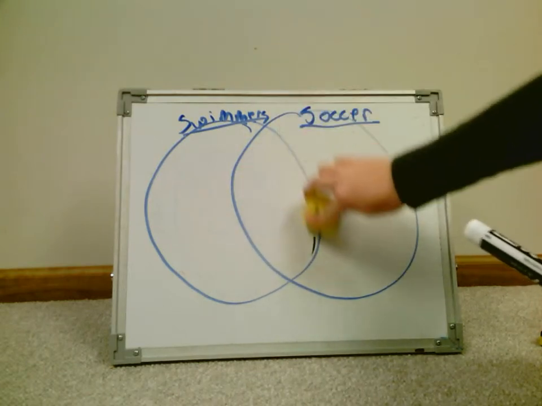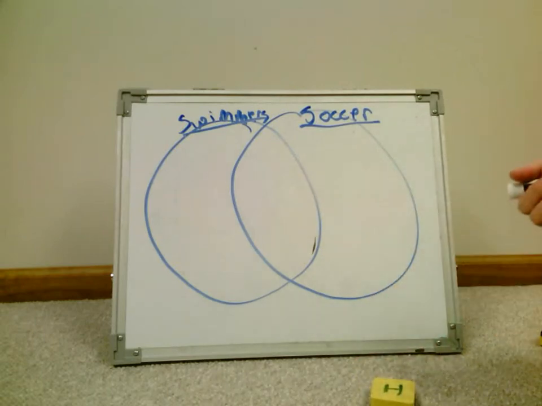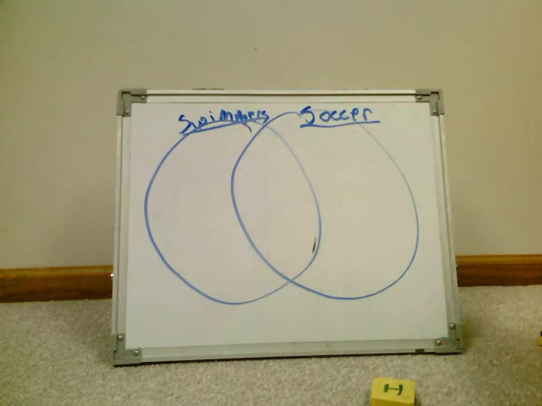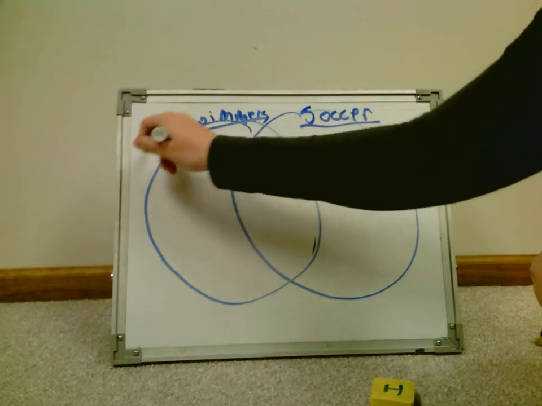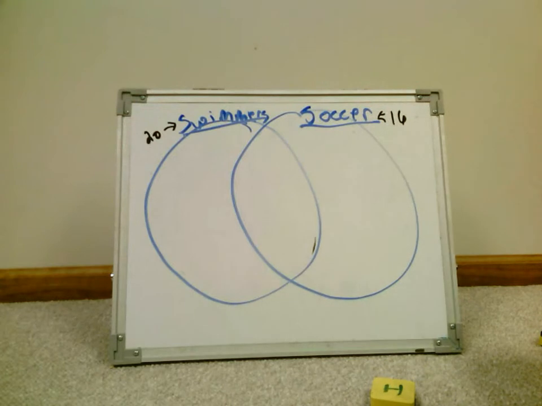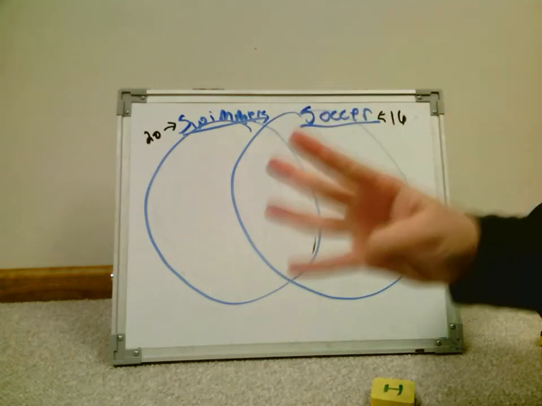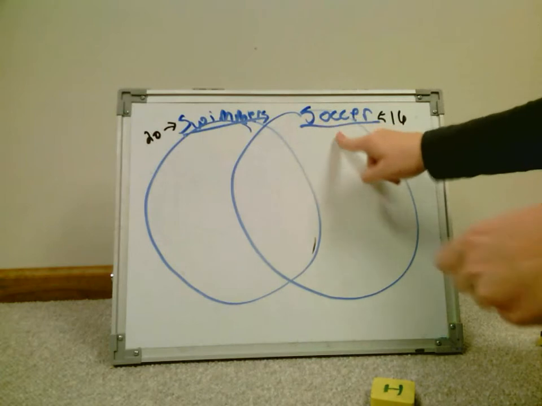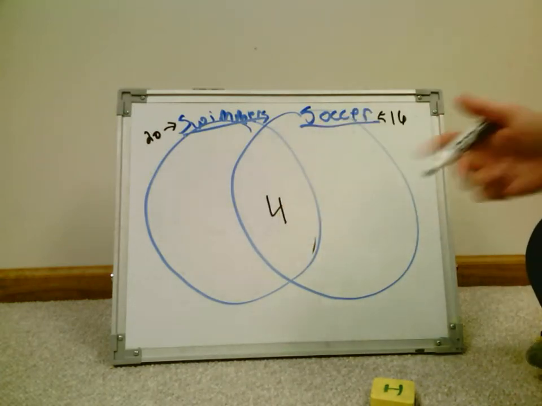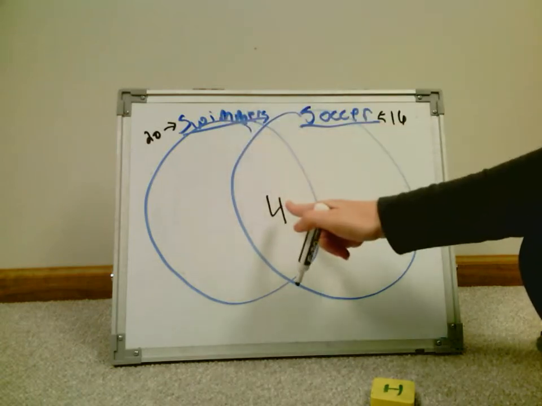So, let's say that I have a total of 20 swimmers. I'm just going to write that down. So, I have 20 swimmers. And let's say that I have 16 soccer players. And that's just the number of swimmers I have and the number of soccer players I have. If I have four people that are both swimmers and soccer players, I'm going to put a 4 inside of here. There are 4 people that are both a swimmer and a soccer player.